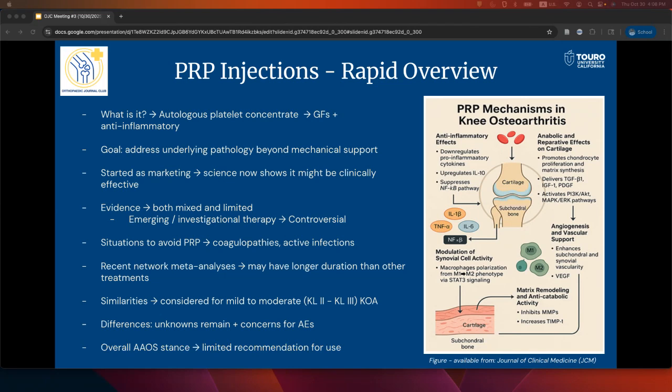And as for the American Academy of Orthopedic Surgeons, their stance on this is a very limited recommendation for PRP. They acknowledge that it may reduce some pain and improve function, but they downgrade their recommendation due to concerns about inconsistent evidence and reports of systemic adverse events.